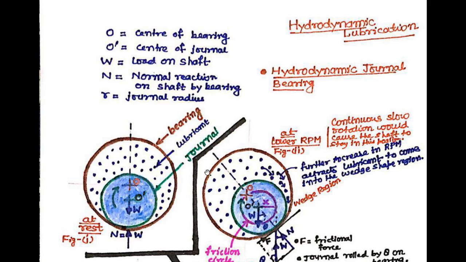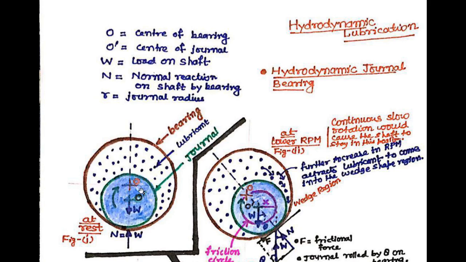The lubrication occurs due to the self pressure difference developed due to the motion of the journal and the shape of the journal. So this is an example of hydrodynamic lubrication. So it is called hydrodynamic journal bearing. Now come to the figure.